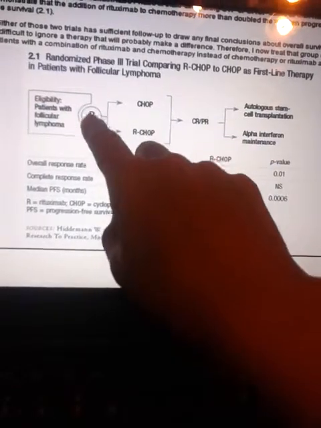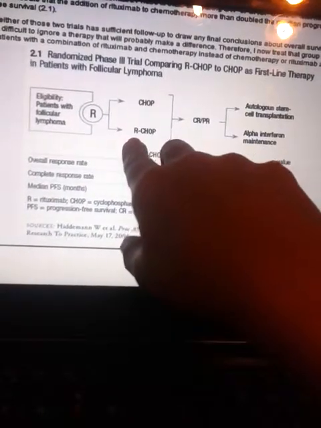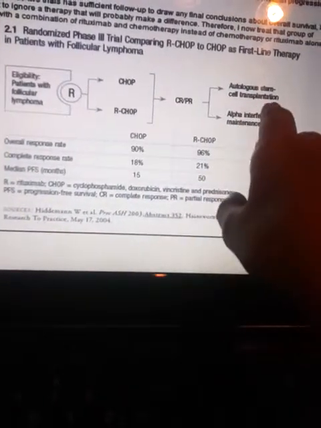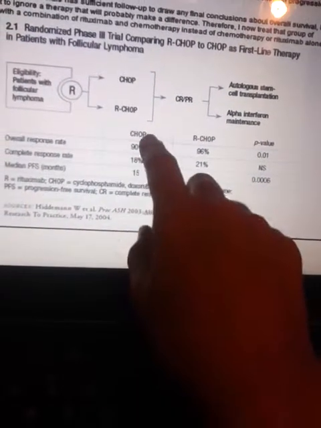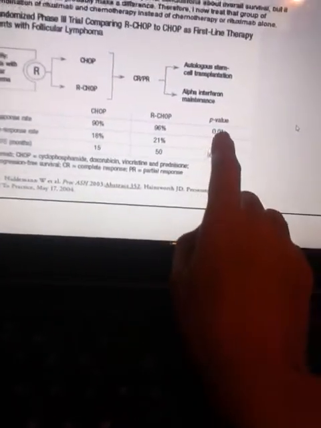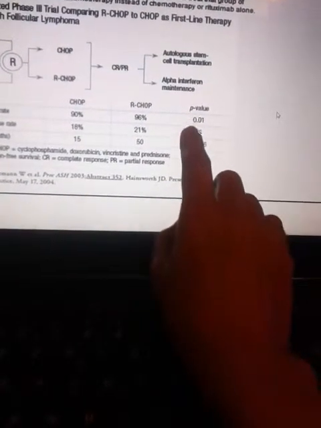Eligibility: patients with follicular lymphoma, randomized to CHOP or R-CHOP, with CR/PR, autologous stem cell transplantation, and alpha interferon maintenance. What happened? The overall response rate was 90% with CHOP and 96% with R-CHOP. The p-value is 0.01. It means the chance that the data are not real is so low. Because the probability is low, the data are more real. It means the probability of misdiagnosis and mis-effect is low.